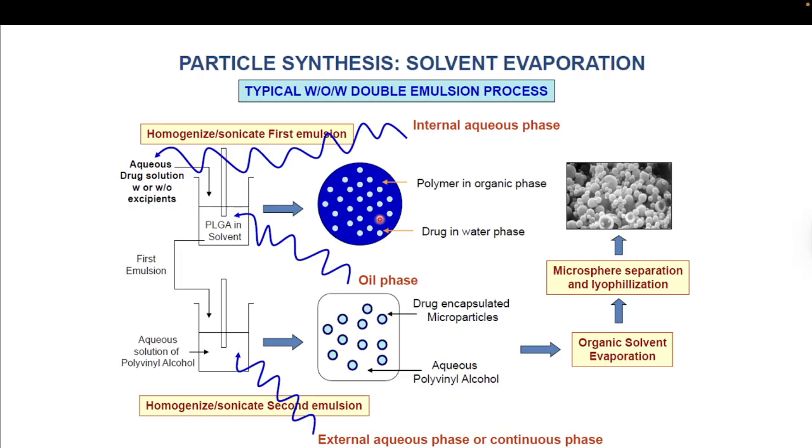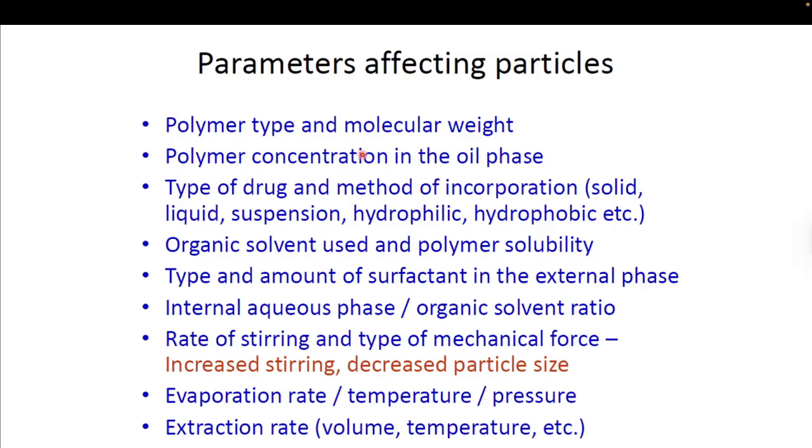So you can read the detail of this method here. In double emulsion method, all of these parameters will start affecting your particles. First of all, it's the polymer type and the molecular weight. That is the main constituent of your particles, right? So you have this polymer membrane, and it forms a shell, and inside at the core there is your drug. So what type of polymer you are using and what is the molecular weight of these polymers will affect your particles. Also polymer content, how much amount of polymer you're putting in the oil phase, the type of drug and the method of incorporation will affect your particles.